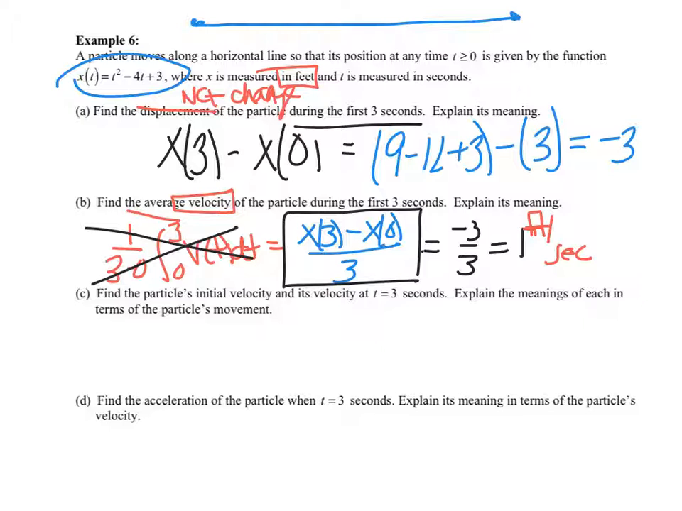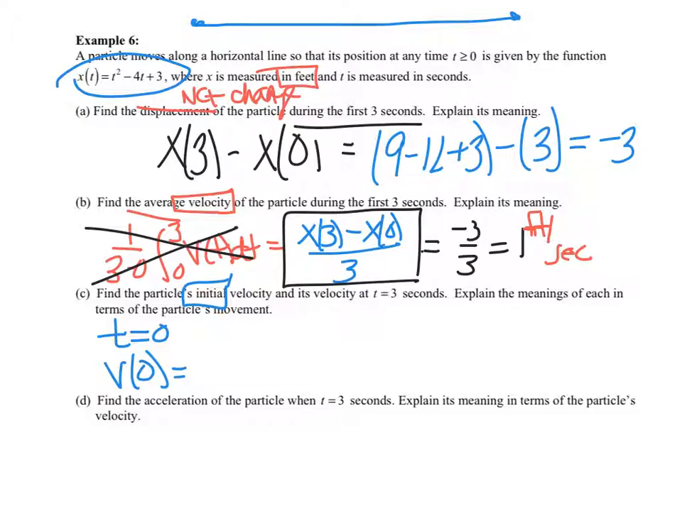Part C, find the particle's initial velocity. So let's take care of that word initial. When something is initial, it's when it begins. So basically what they're saying is when t equals 0. Initial is when something begins. So find the particle's initial velocity. Well, they're really saying just find the velocity at 0.